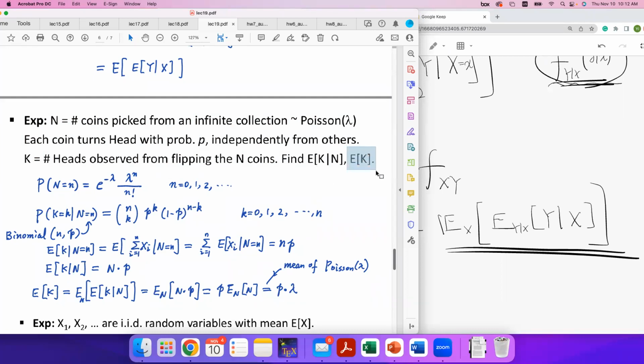Because expectation of k is a number. Right? Now this notation means it's a random variable of capital N. Right?